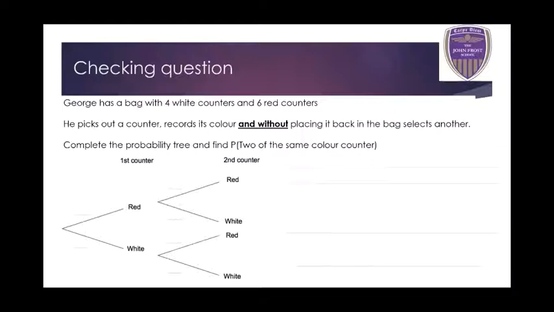George has a bag with 4 white counters and 6 red counters. He picks out a counter, records its colour, and without placing it back in the bag, he selects another counter. Complete the probability tree and find the probability that he picks 2 counters of the same colour, okay? Now double read the question again, because there's a really important part that I've highlighted and underlined. And that makes this question slightly different to the others you've done so far this lesson, okay? So pause the video and I'll go.